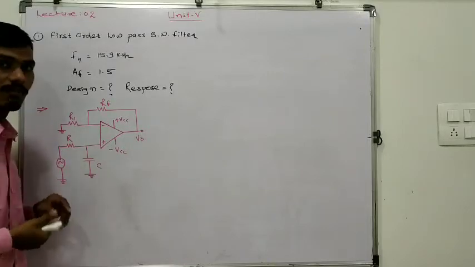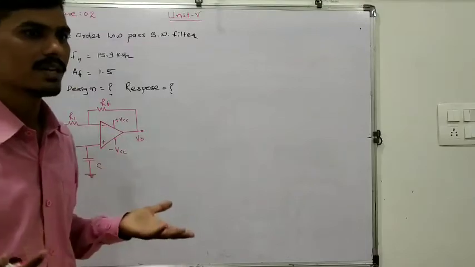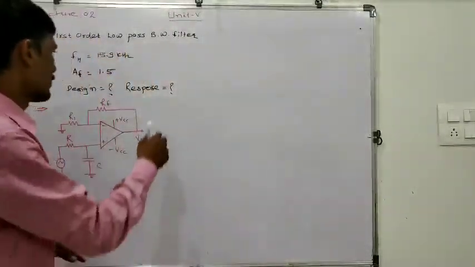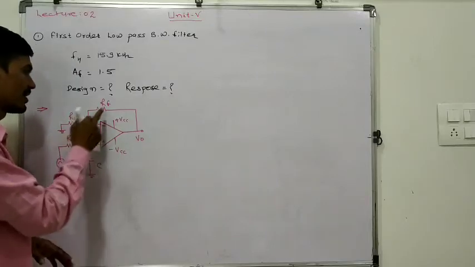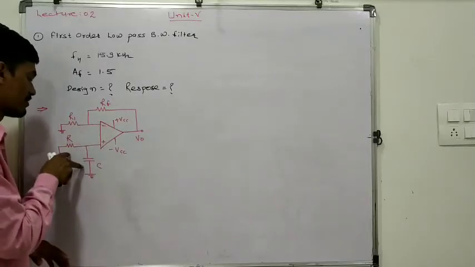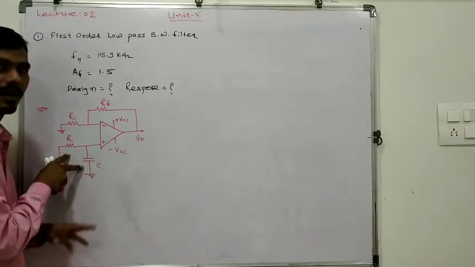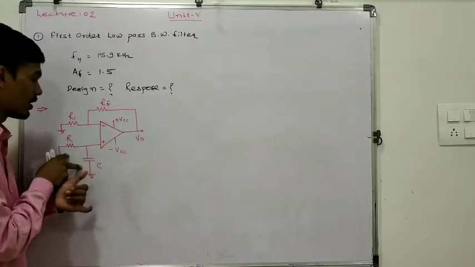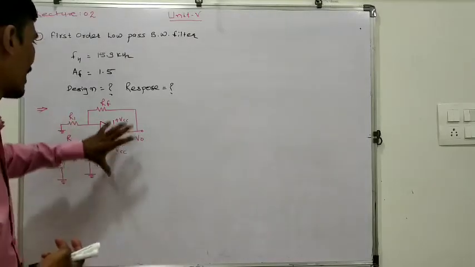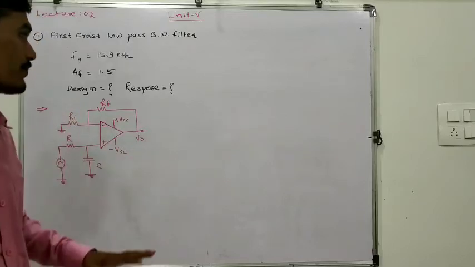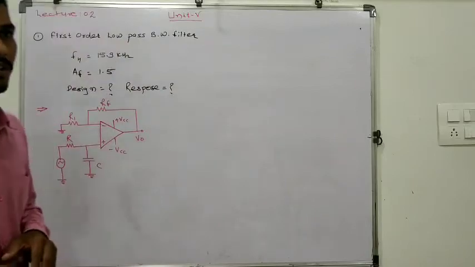Then the second formula is the gain of the non-inverting amplifier. It is a generalized formula, that is 1 plus RF by R1. By using this we can easily calculate the values of RF and R1, and by using the high cutoff frequency formula 1 upon 2 pi RC, by considering a suitable value of C, we can easily find R. That means by using these two simple formulas we are going to design this filter. Now the remaining part is the response.